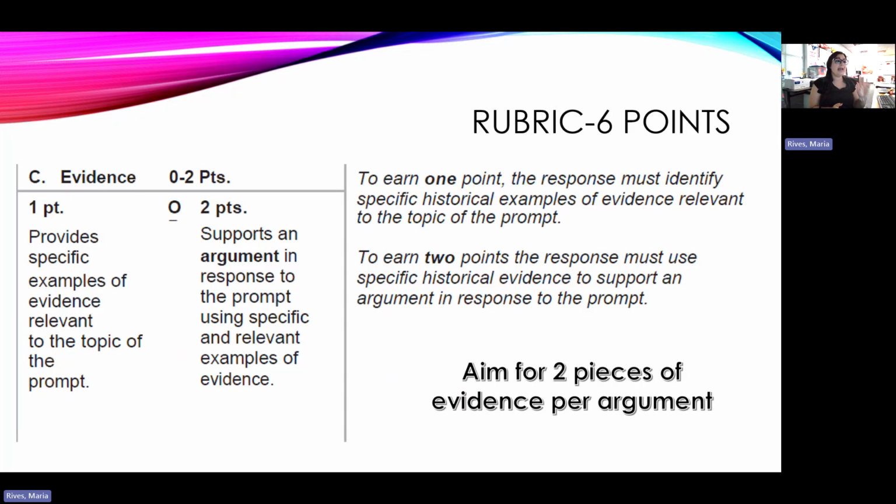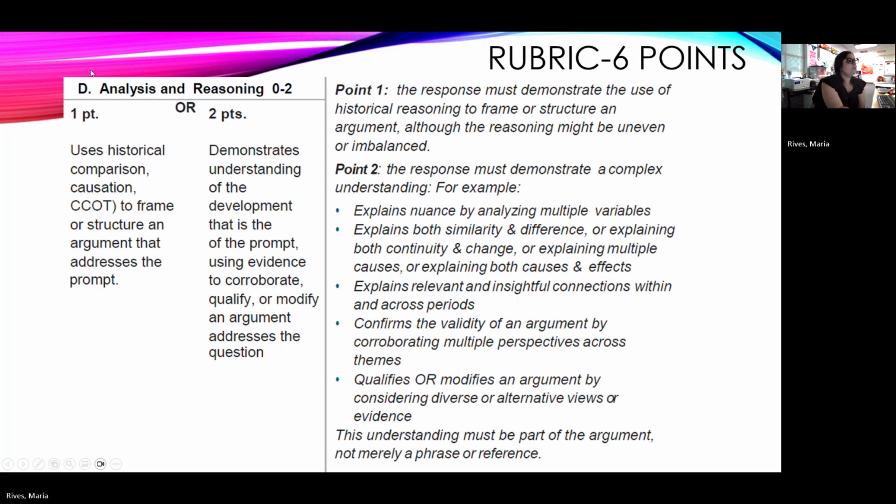And I have on the board, aim for 2 pieces of evidence per argument. So if you have 2 body paragraphs, you'll have 4 total pieces of evidence. If you have more, great, that can get you an extra point. But I would say 4 pieces of evidence is what you want to aim for total in your essay.